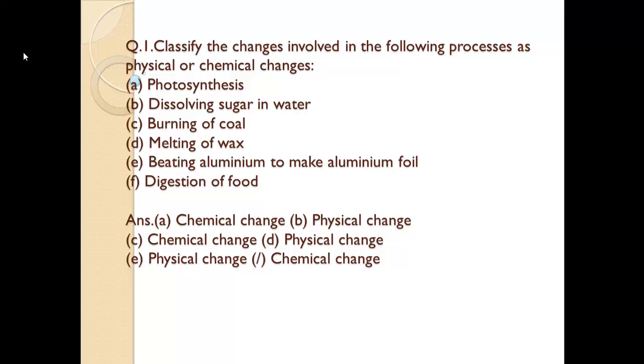Burning of coal. Burning of any fuel is a chemical change. Melting of wax. So melting of wax is a physical change because only the state is changed. Beating aluminium to make aluminium foil. That is also a physical change because only the shape is changed. And the last one is digestion of food. We know digestion of food is a chemical change as new products are formed after digestion of food.